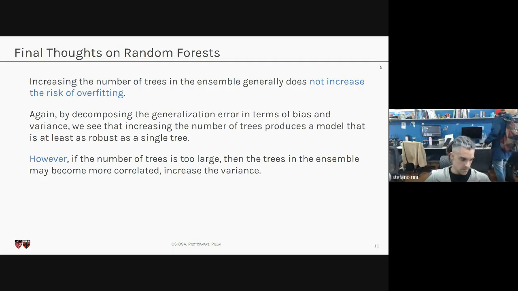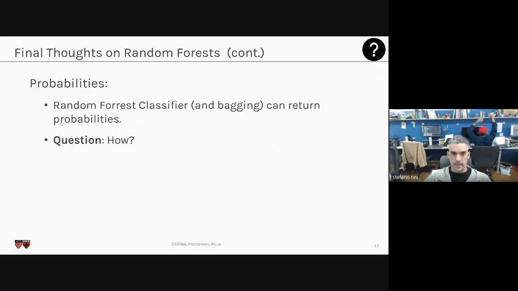Because of course, if you have many trees, so that the number of permutations is so large that you recover correlated trees, then the correlation between the trees will again come back and bite you. Okay.